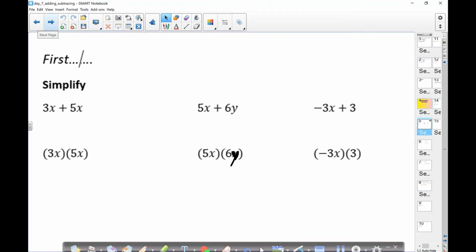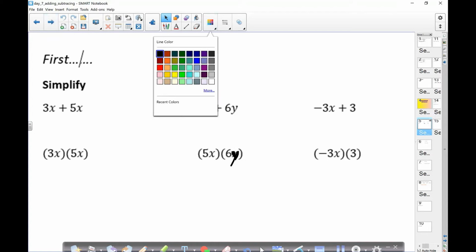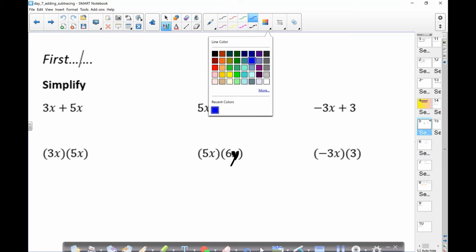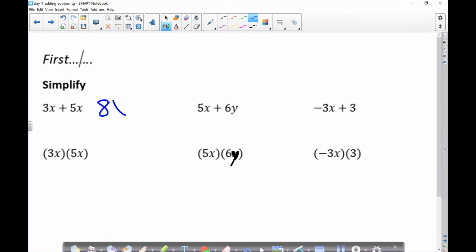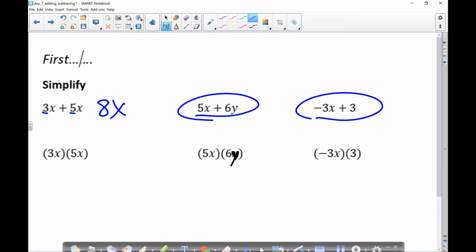So if we look at this page, this is stuff that you've done before in the past, right? If it asks you to simplify, we could simplify. So 3x plus 5x, you could actually add those and that gives us 8x. So we're adding the coefficients, right? 5x plus 6x, you can't add those, they're not like terms, so that's simplified. Negative 3x plus 3, again, that's simplified, those are not like terms. So when we're adding, things have to look the same in order to put them together.